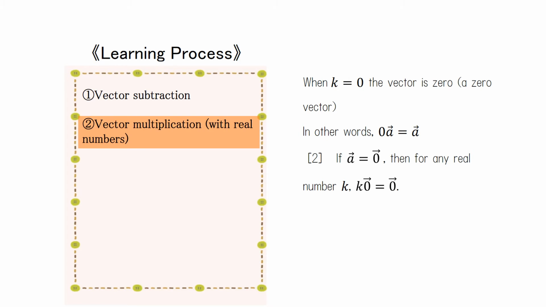When k equals 0, the vector is 0, a 0 vector. In other words, 0 times vector A equals vector 0. If vector A equals vector 0, then for any real number k, k times vector 0 equals vector 0.